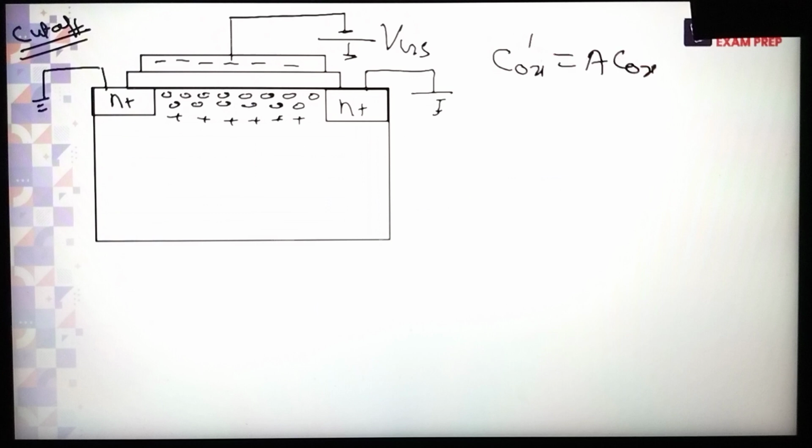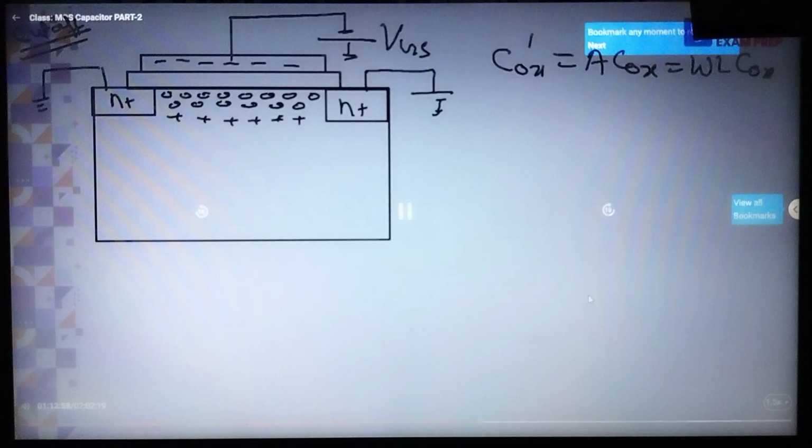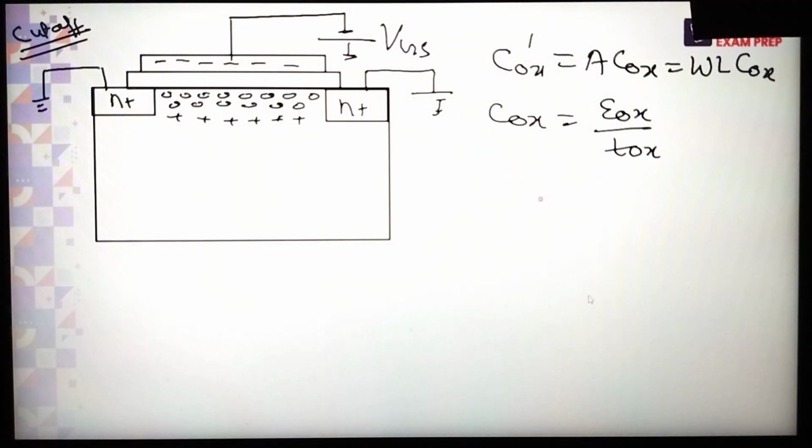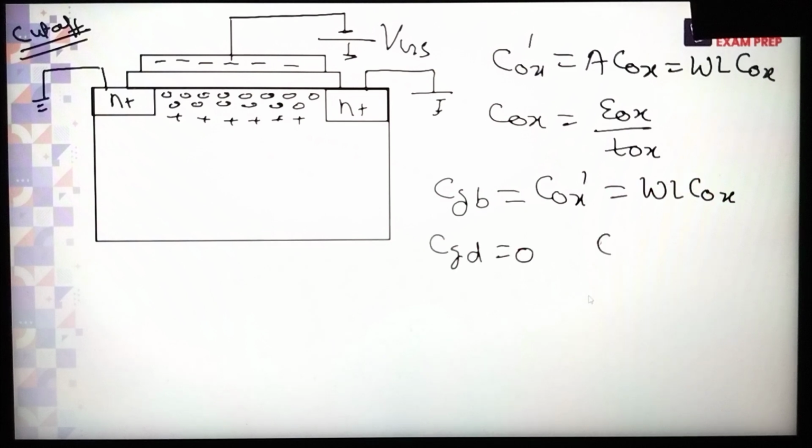But in high frequency analysis in analog, they are not going to ask you the value of CGS and the value of CGD. In a particular numerical, they will give you the values of CGS and CGD and ask you to find the gain bandwidth product, the bandwidth, and this type of question. Yes, CGS and CGD are both 0 in case of cutoff. And the complete capacitance is given to the body.